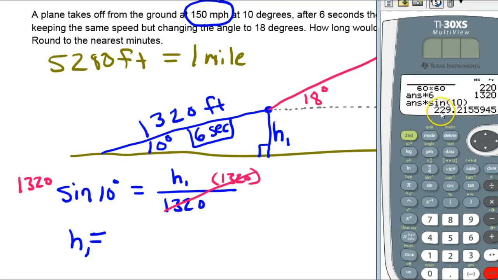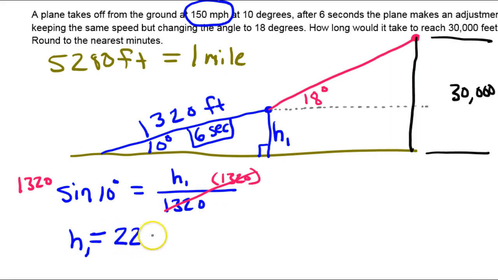Okay, so I'm going to round. Should I round? I'll use one decimal place. Okay, 229.2. Okay, so 229.2 feet. Okay, so that's H1. So can I show that somehow? So we have 229.2 feet, and that's like this height from here to here.